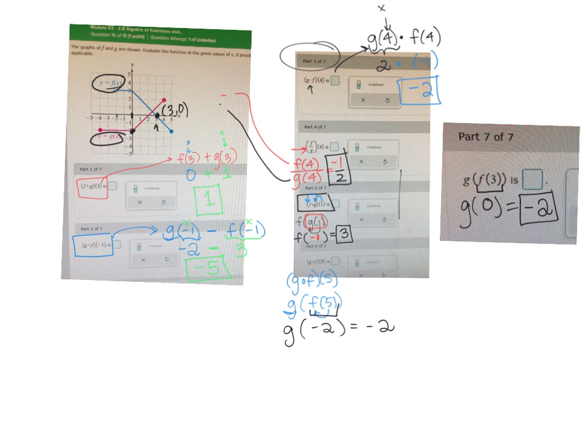So hope that helped just a little bit more with that notation and being able to read from a graph.